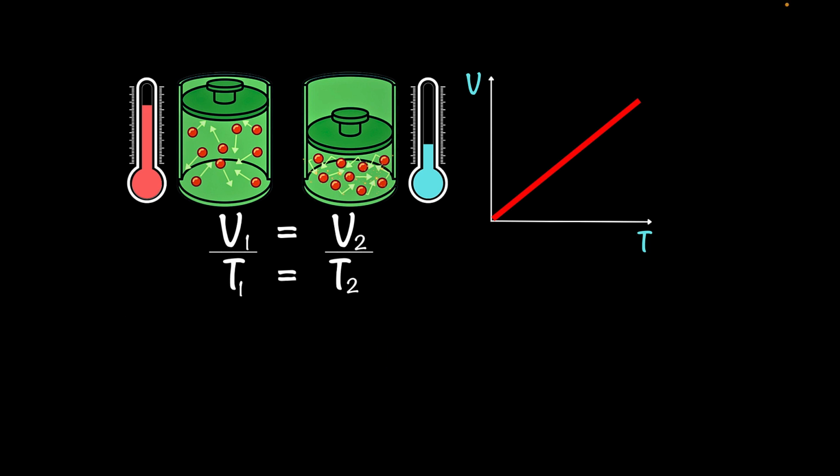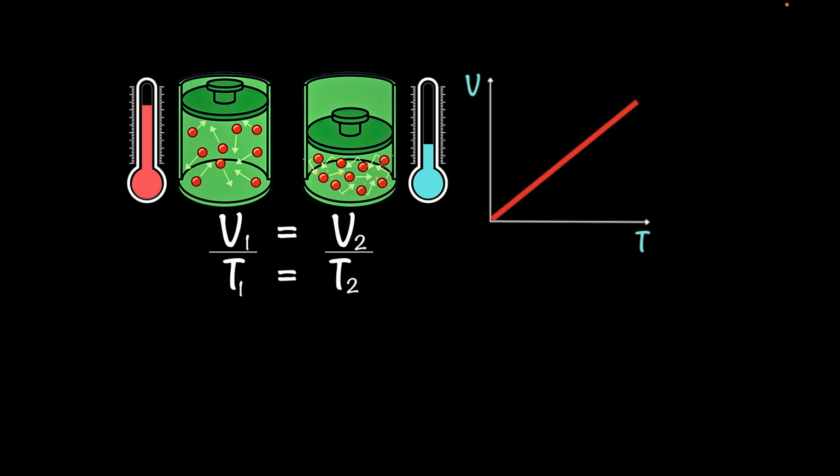So for Charles's law, we know then that for a given mass of gas at constant pressure, the volume, V for volume, is directly proportional to temperature. And what that means, of course, is if our volume increases, then temperature will increase. If temperature increases, volume will also increase.